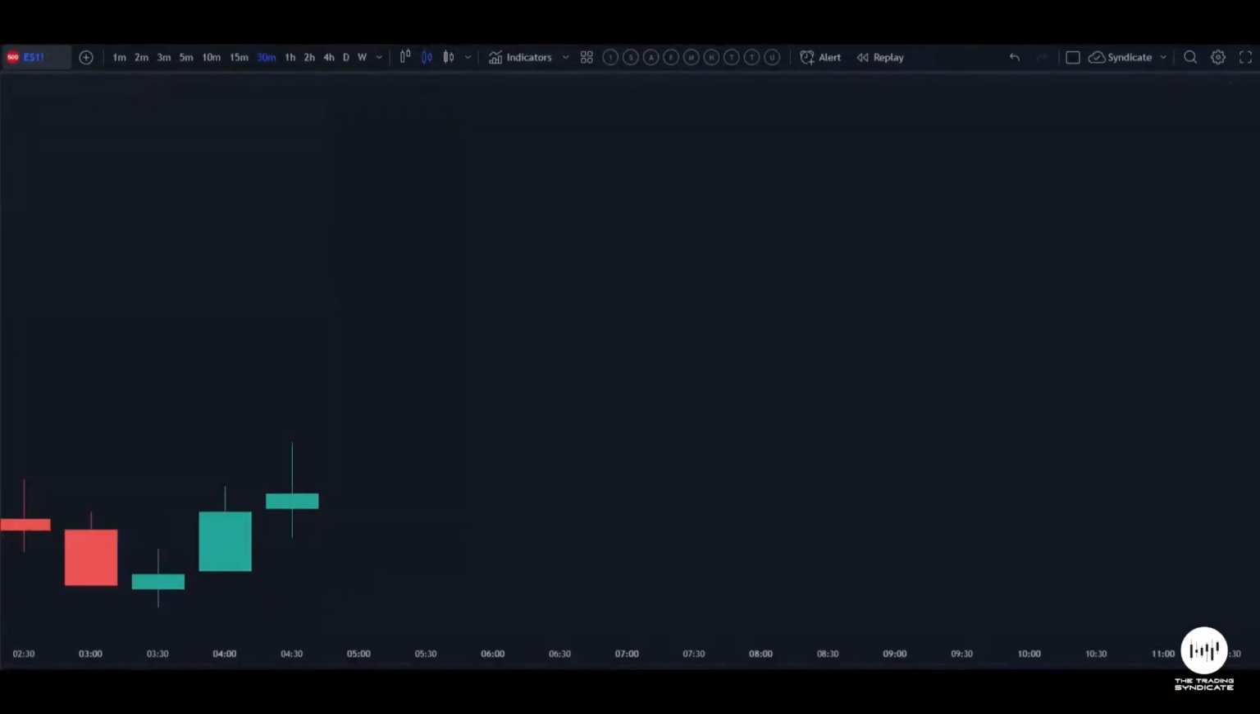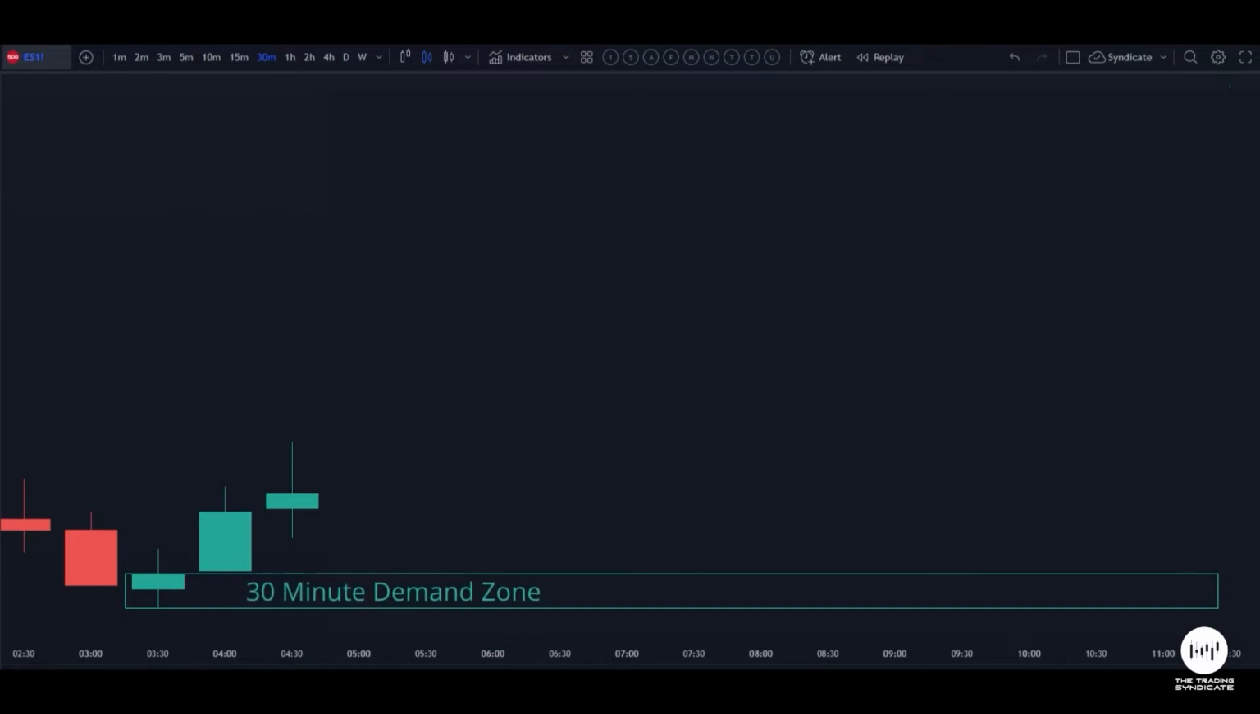Here is another example of a demand zone that is established through these two green candlesticks here on the 30-minute time interval. As we can see, we have a small-bodied green reversal candle followed by a strong-bodied green candlestick. We can mark the demand zone like so, marking the rectangle from the top of the small green candlestick's body to the bottom of the green candlestick wick. Doing this just allowed us to identify a 30-minute demand zone.